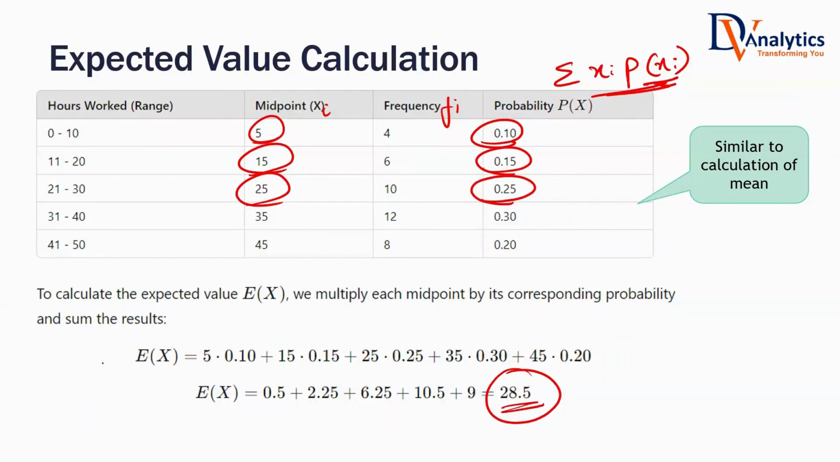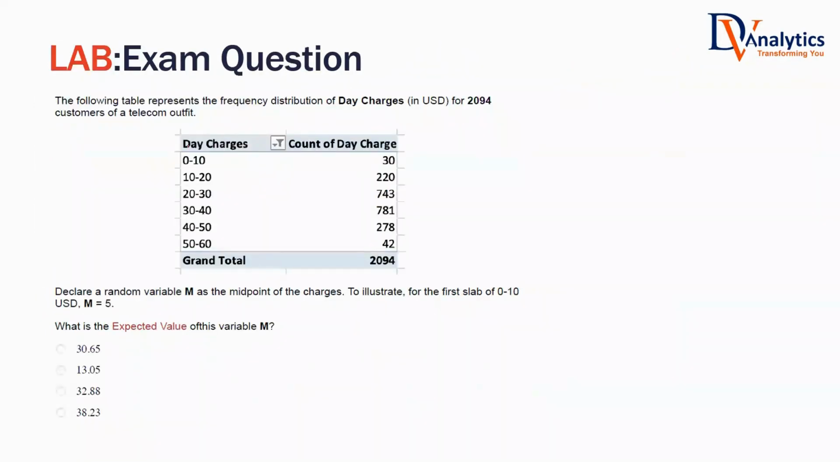Why are we talking about it? Because there is one question in the exam. The day charges are like this, and the counts of day charges are given here. So this is xi, this is fi. If somebody asks you to declare the random variable m, the midpoint of the charges, to illustrate, for the slab 0 to 10, m equals 5. What is the expected value of m? When you see expected value, you can also calculate the regular mean. You will get the right answer. Otherwise, you can also use the midpoint calculation, probability calculation, midpoint into probability calculation. That also you can do.